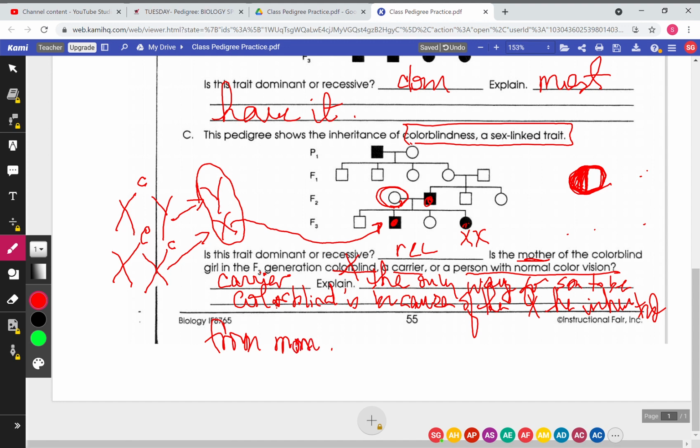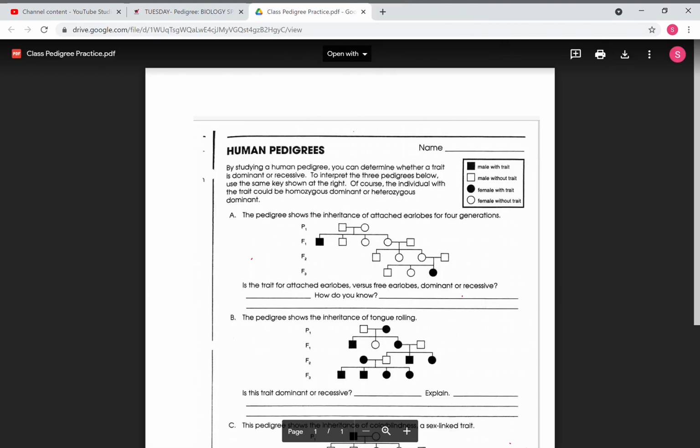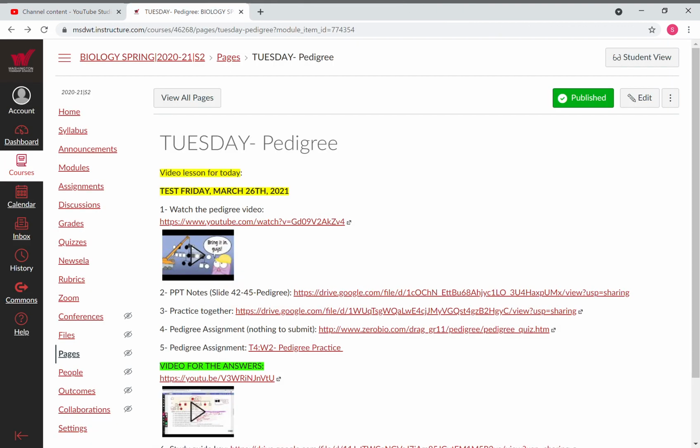And that is the practice. The other one, like I said, is just a drop-down menu. You select, get your score, and you can play it as many times as you want. This one here is just practicing as well. You don't have anything to turn in. The only item you have to turn in is going to be this right here, the Pedigree practice, which is labeled T4W2. Let me know if you have any questions.